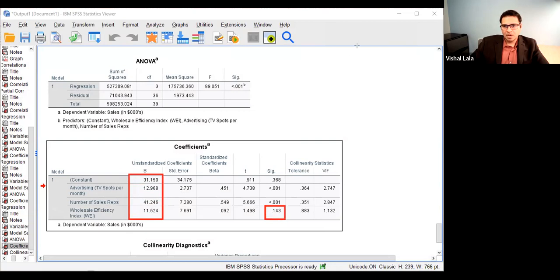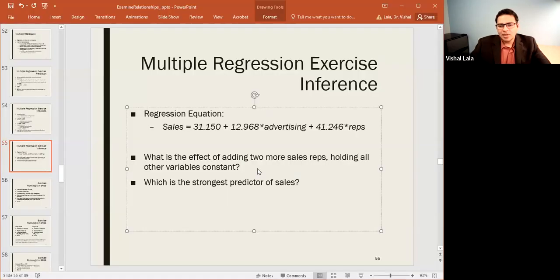Okay. Right. So that's our equation. Let's go back to our slide. So let's go back to the question from before. What is the effect of adding 2 more sales reps? What is the effect on sales of adding 2 more sales reps, holding all other variables constant? This is important, right? We assume ceteris paribus.